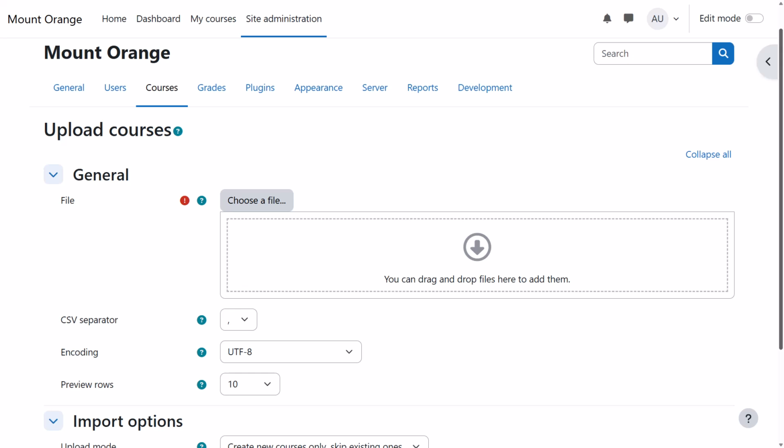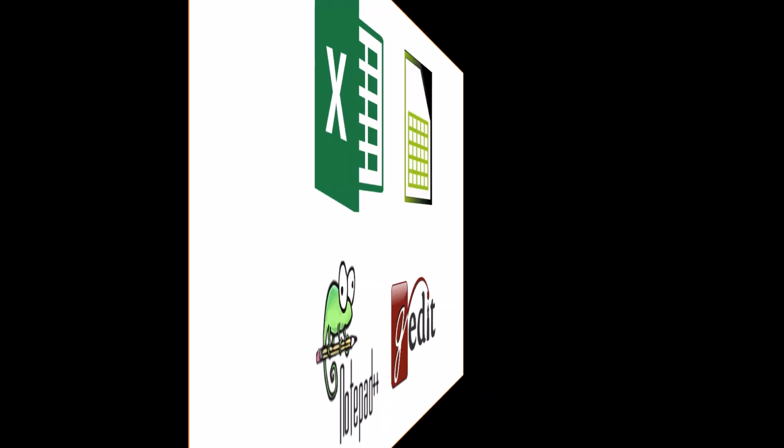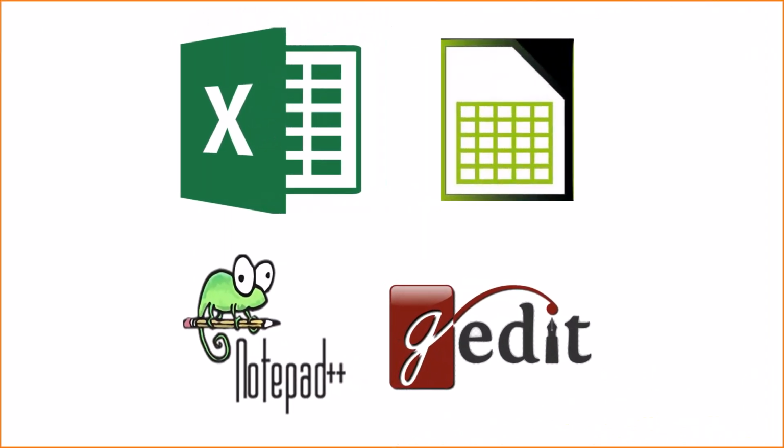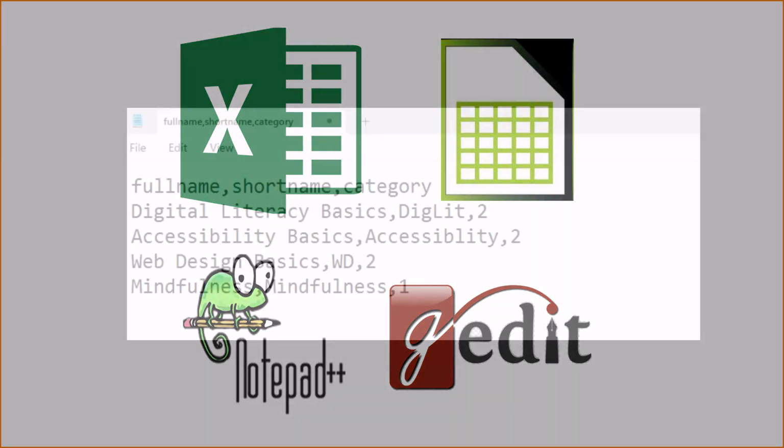To do this, we first need to create the course information offline. We can either use a spreadsheet program such as Microsoft Excel or LibreOffice Calc, or a simple text file, fill in the details, and then save it as a CSV file.